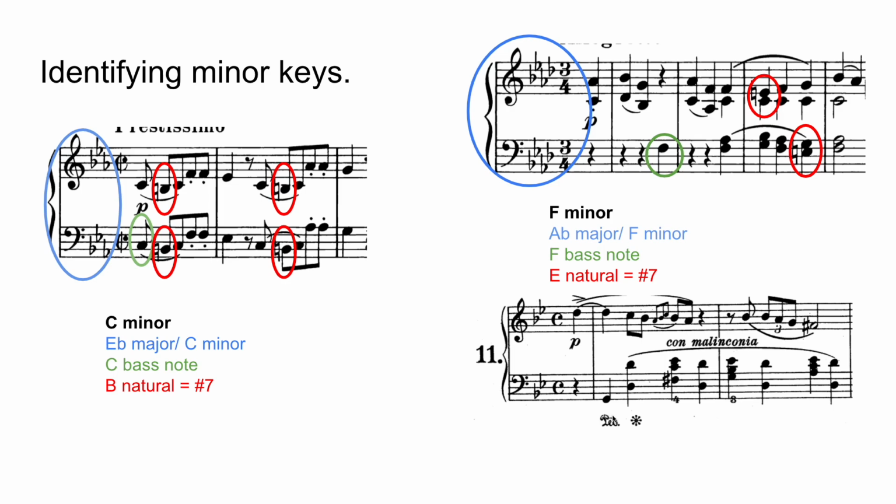Just to hammer it home again, I'm going to look to see if there are any of those sharpened 7th steps. The 7th step of G natural minor is F natural, so I'm looking for F sharps. There's an F sharp there. There's an F sharp there. So I'm absolutely sure that this piece is in G minor.